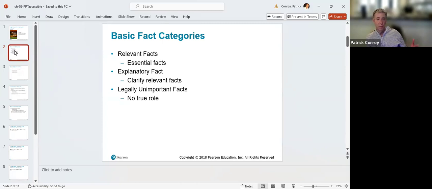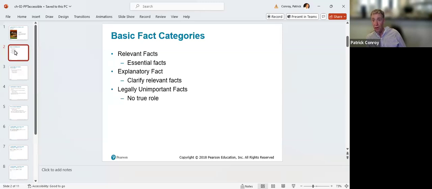For instance, Ginger ran a stop sign and hit a car. So you might think those are the only relevant facts: ran a stop sign, hit a car. But there are other things that could have been an issue. Was the stop sign visible? Was the driver distracted? What was the other driver doing? Was it a parked car?